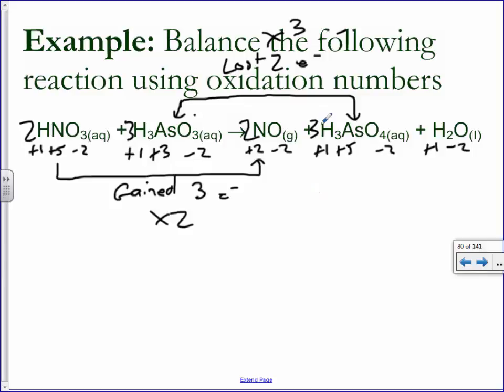Everything else I have to now balance using just common sense. So let's see how it looks. Just double check though. We've got 2 nitrogens to 2 nitrogens. That works. We've got 3 arsenics to 3 arsenics. That works. So now let's try hydrogen. 2 hydrogen plus 9 gives me 11. There's 9 right there and 2 right there. That gives me 11. So at first glance, it looks like we might just need to leave this at a 1. Let's double check with the oxygen now as well.